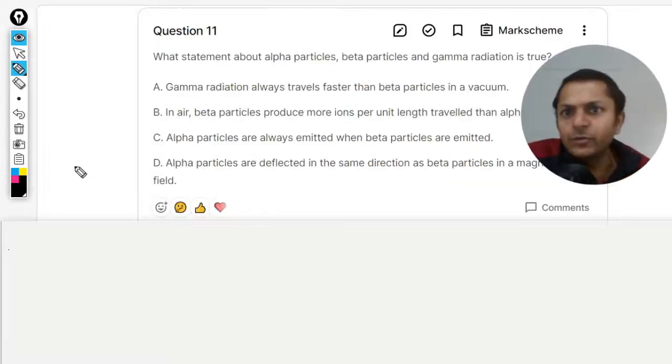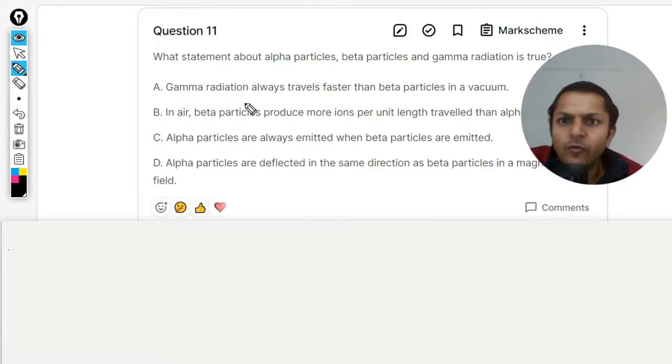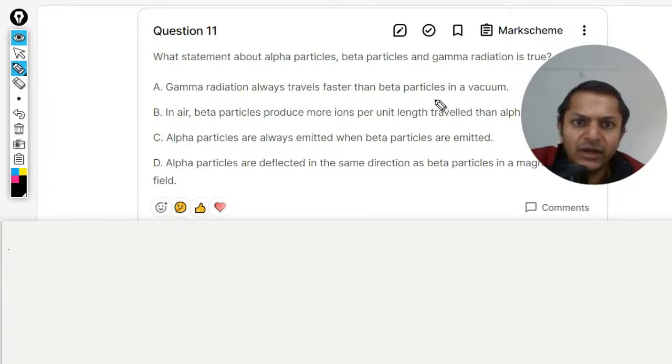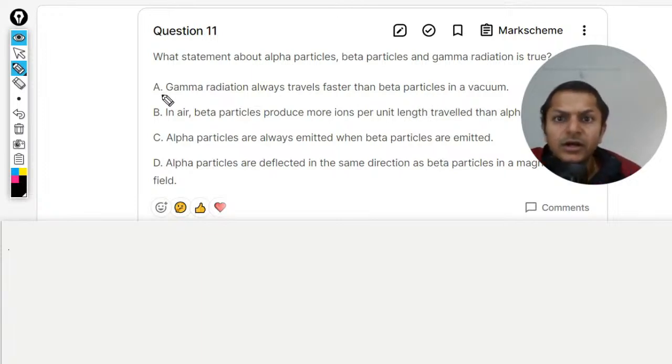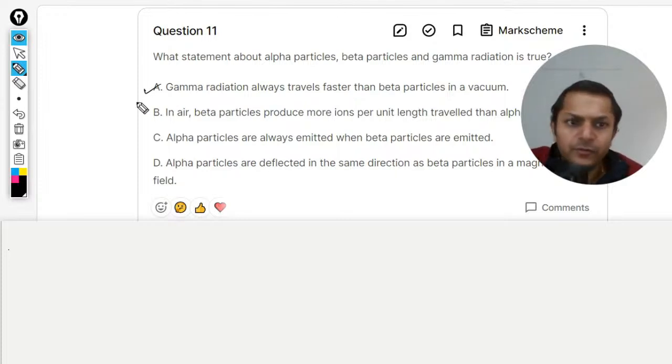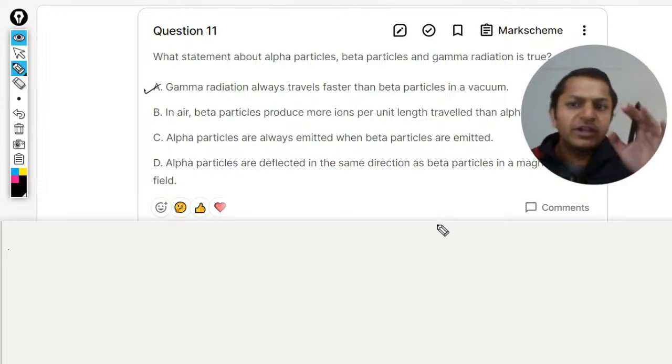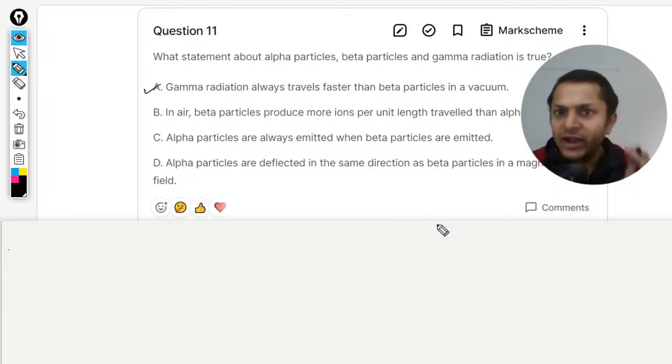Okay, dear students, let us see what is there in this question. What statement about alpha, beta, and gamma radiation is true? Option A: gamma radiation always travels faster than beta particles in vacuum. Which statement is true? A is definitely true. I will explain all the options, why they are wrong and why they are correct.